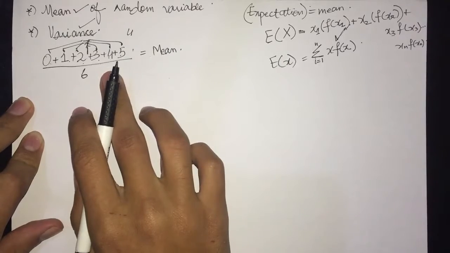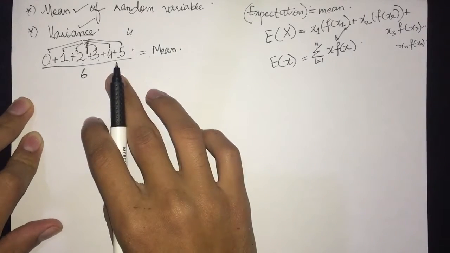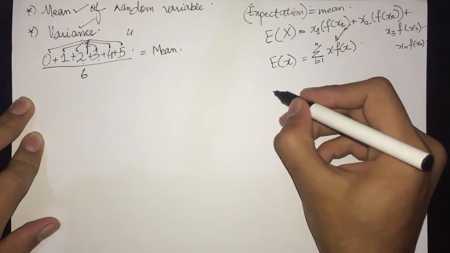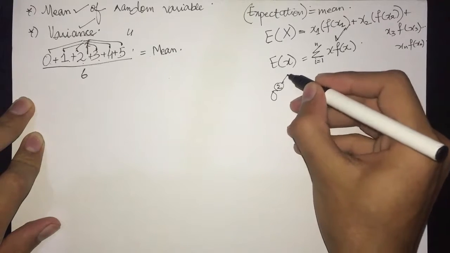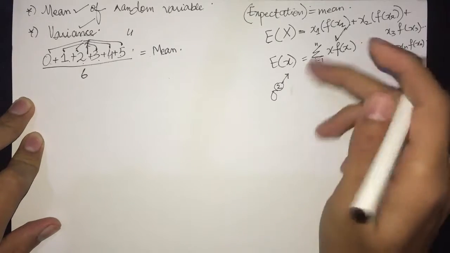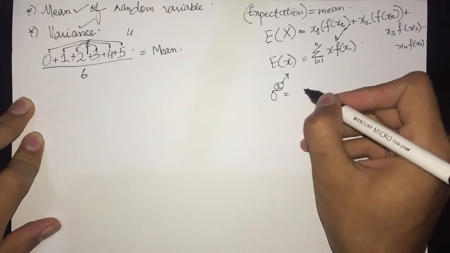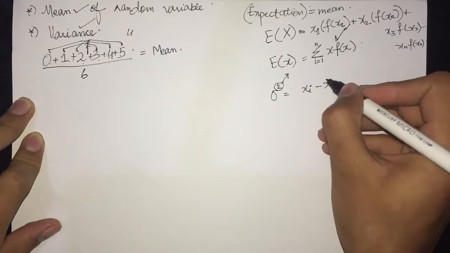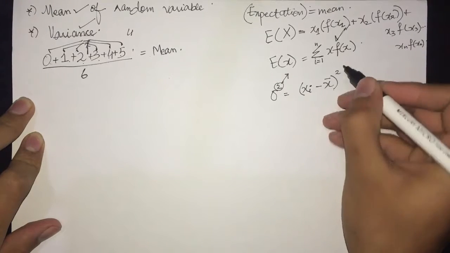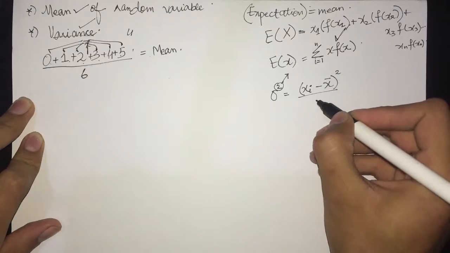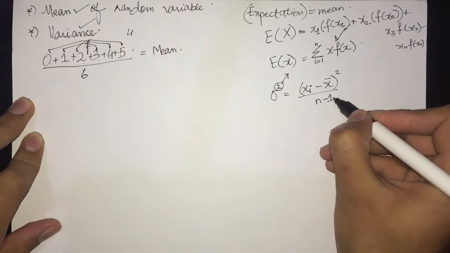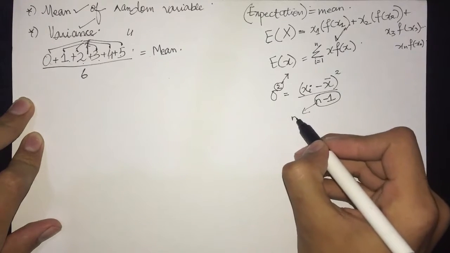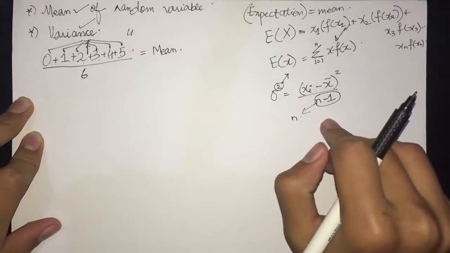Now what is variance? As I stated, variance tells you the dispersion of the data set. For variance, it is denoted by sigma square. This square thing, we'll talk about a little later in this lecture. So sigma square is x, which is the individual data point, minus x bar, which is the mean, whole square, and then we divide by n minus 1. I will also explain why we use n minus 1 instead of n later in this lecture, so stay tuned.